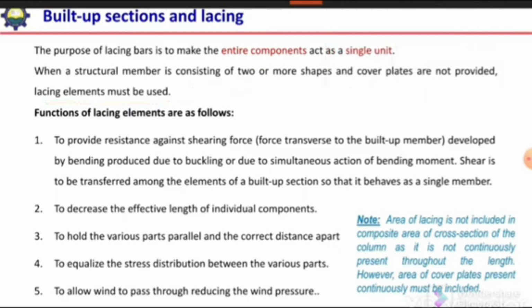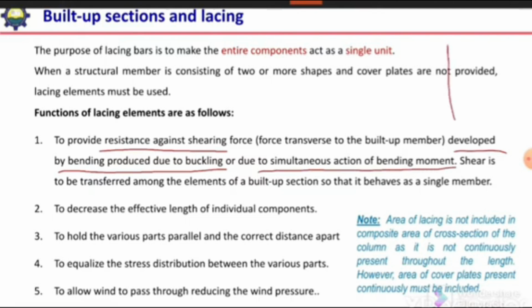The next question is what are the benefits or functions of lacing. They provide resistance against the shear force developed by bending produced due to buckling or due to simultaneous action of bending moment. If the column is subjected to bending because of lateral load, bending moment or buckling, shear forces will develop. These lacing elements will resist those shear forces. The second function of the lacing is to decrease the effective length of individual components.